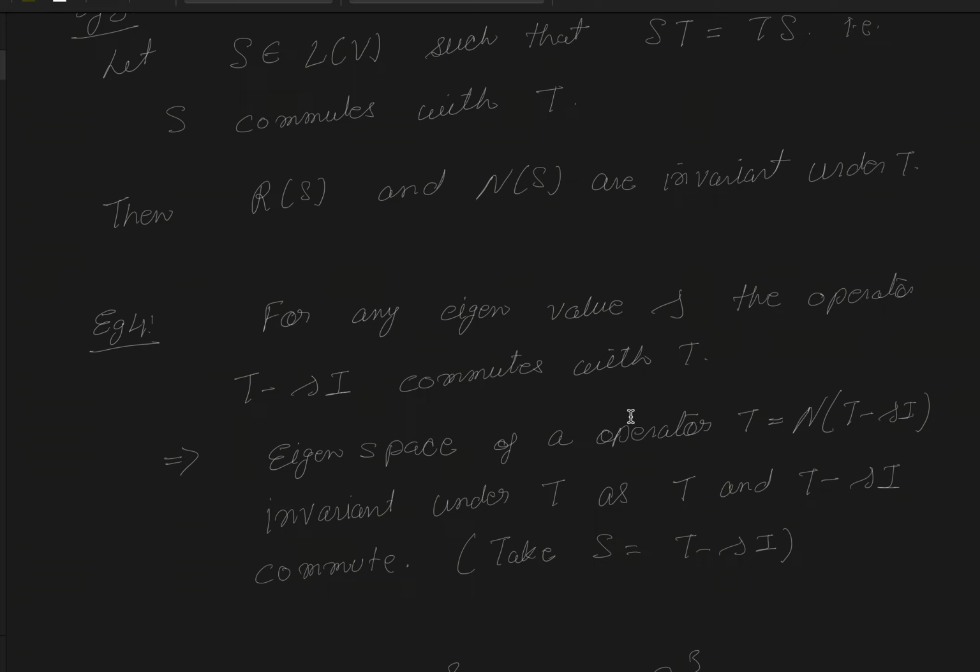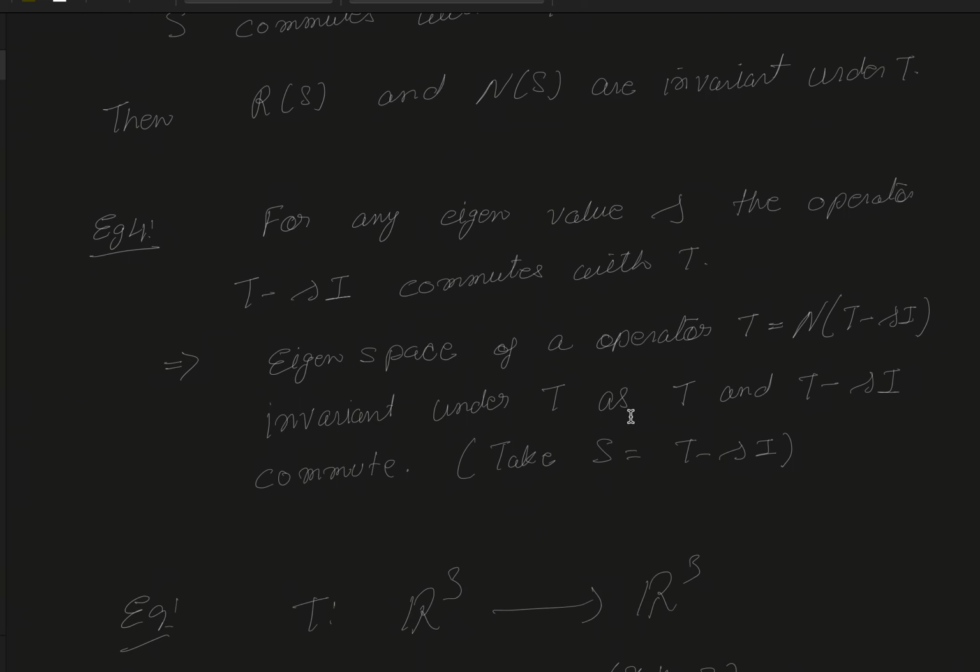So the eigenspace corresponding to the eigenvalue lambda is equal to the nullity of this operator T minus lambda I. And since we know that the nullity of an operator is again invariant, from there also we can see that the eigenspace is actually invariant under T, and this is what our example 4 says.